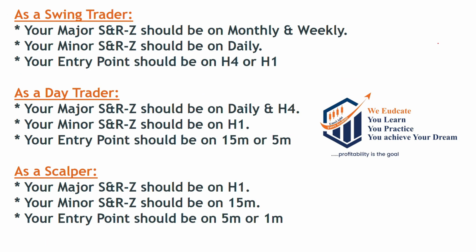As a swing trader, your major support and resistance zones should be on monthly and weekly, which is the major one you should be looking at. Whenever price gets to this zone, I should be expecting a buy or a sell. While your minor or micro, or how I call it, sub support and resistance zone, should be on your daily, and your entry point should be on H4 and H1 as a swing trader.